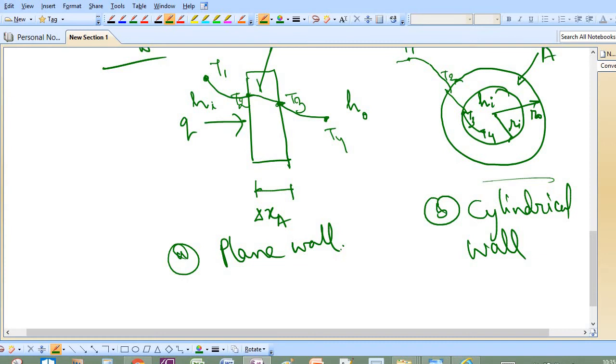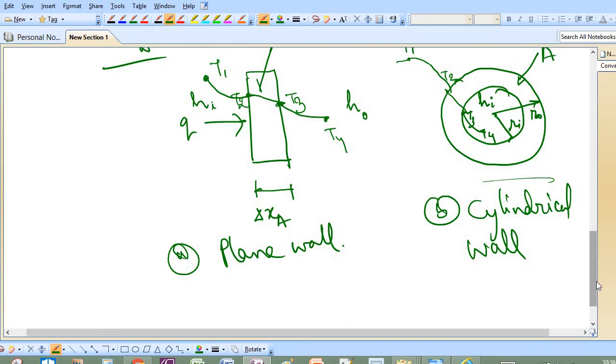The convective heat coefficient on the outside HO is in watt per meter square Kelvin, and HI on the inside. The heat transfer rate using equations, if we know these equations. So how can we write the heat transfer with the help of the convective law and Fourier's law? So let's see.